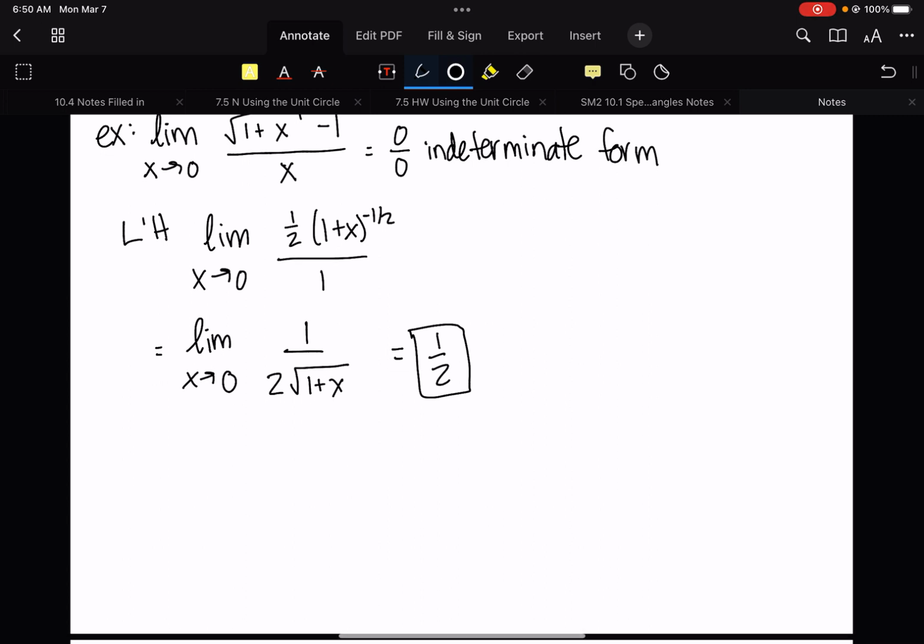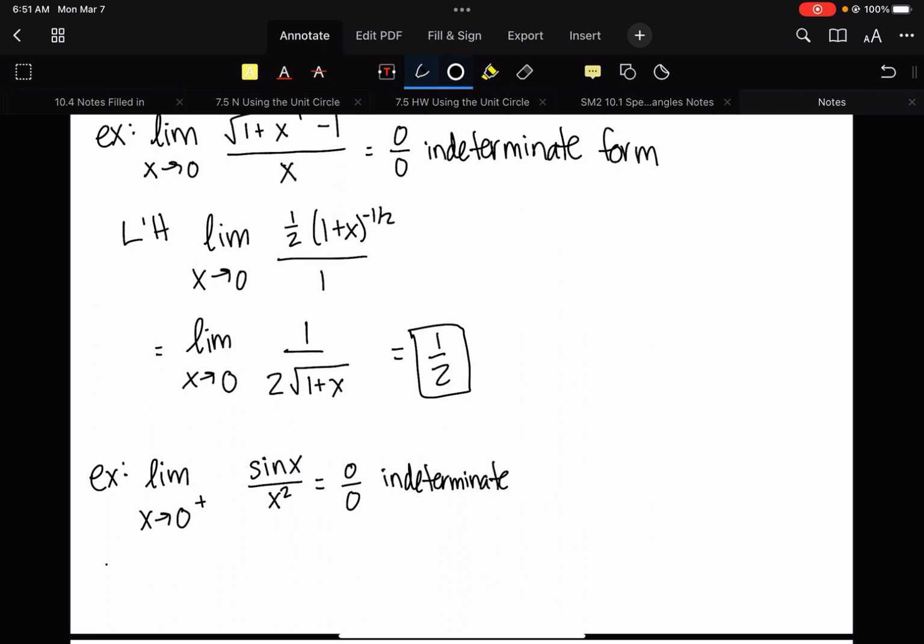Okay, let's do another one. Let's actually look at a one-sided limit. Say I want to take the limit as x approaches 0 from the positive side of the sine of x over x squared. Notice this is going to be 0 over 0, which is indeterminate. So that's my first thing. I've got to make sure I show the indeterminate form. I write that I've recognized it, and then I give some indication that I'm using L'Hopital's rule.